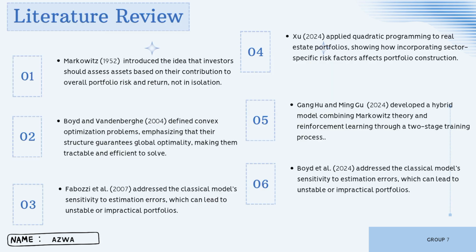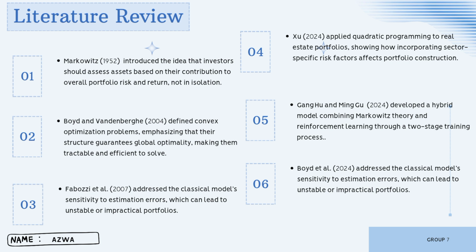Next is literature review. First is Markowitz 1952, who introduced the idea that investors should assess assets based on their contribution to overall portfolio risk and return, not in isolation. He developed the concept of the efficient frontier, where optimal portfolios provide the highest return for a given risk or the lowest risk for a given return.